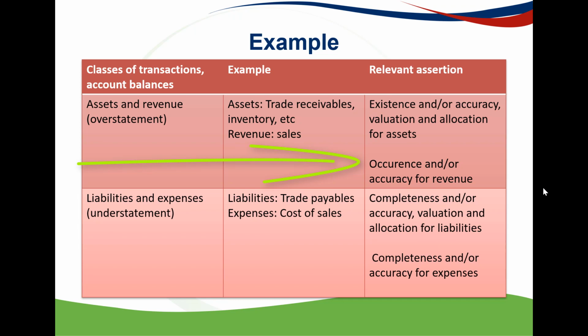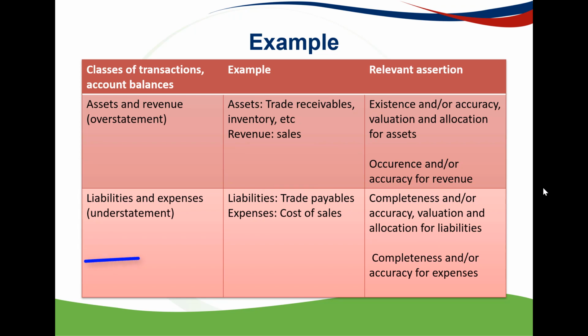So, when assets are overstated, the relevant assertions that can be identified are existence and accuracy, valuation, and allocation. The other assertions, such as completeness, do not apply to overstatement, and therefore they're not relevant. For revenue, the applicable and relevant assertions will be occurrence and accuracy. Okay.